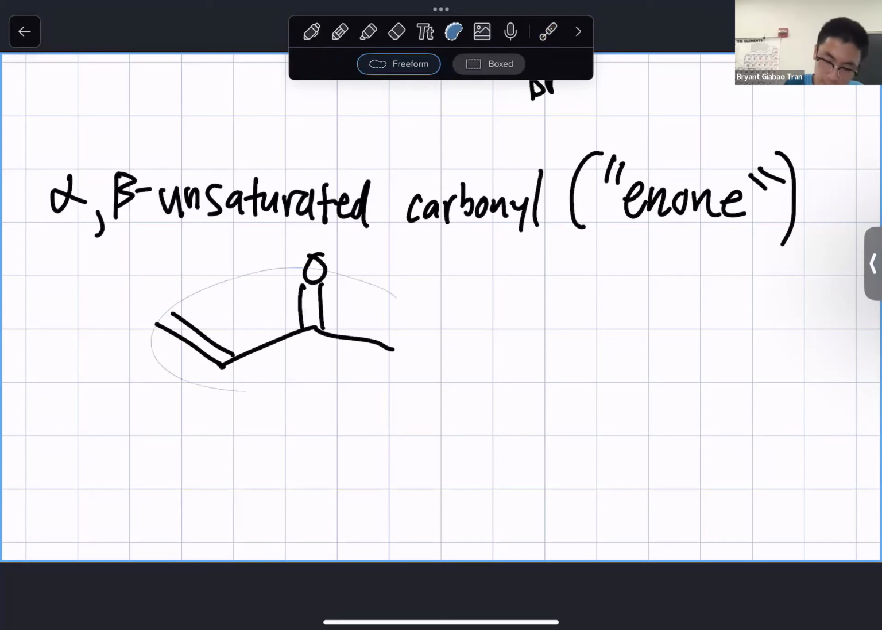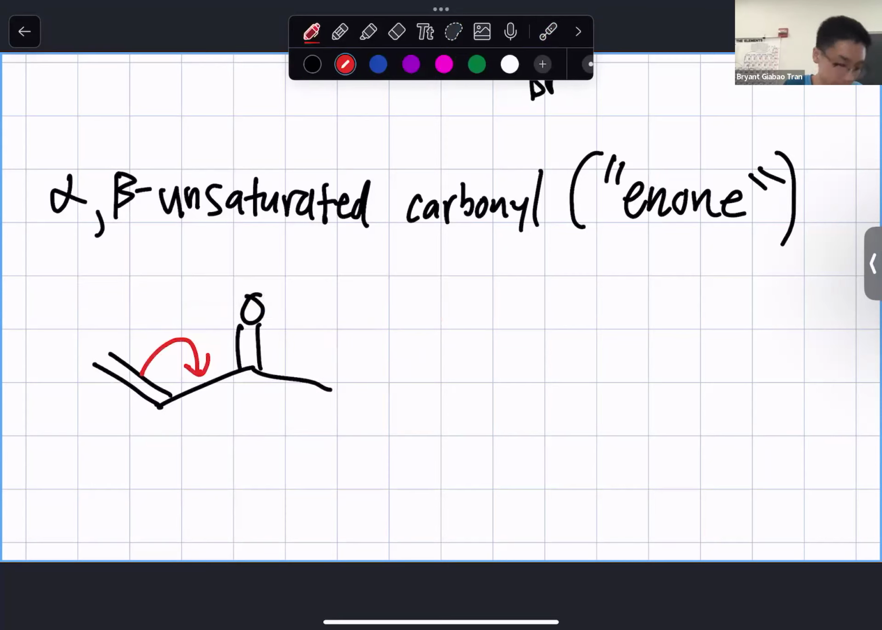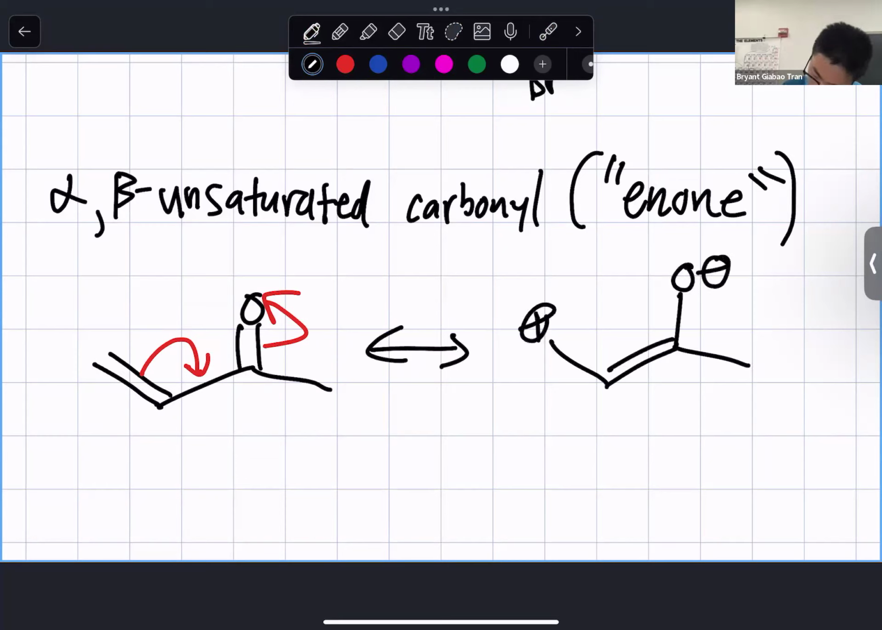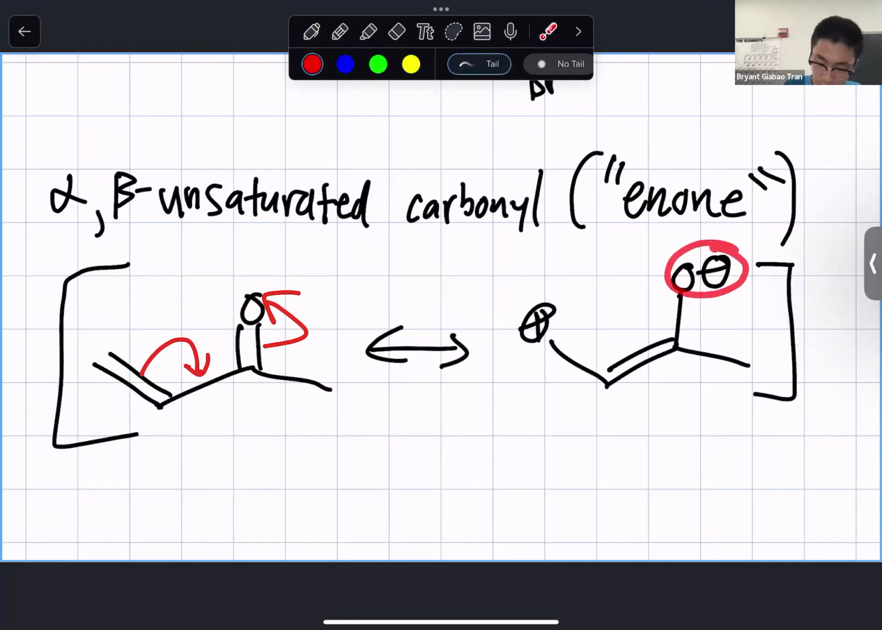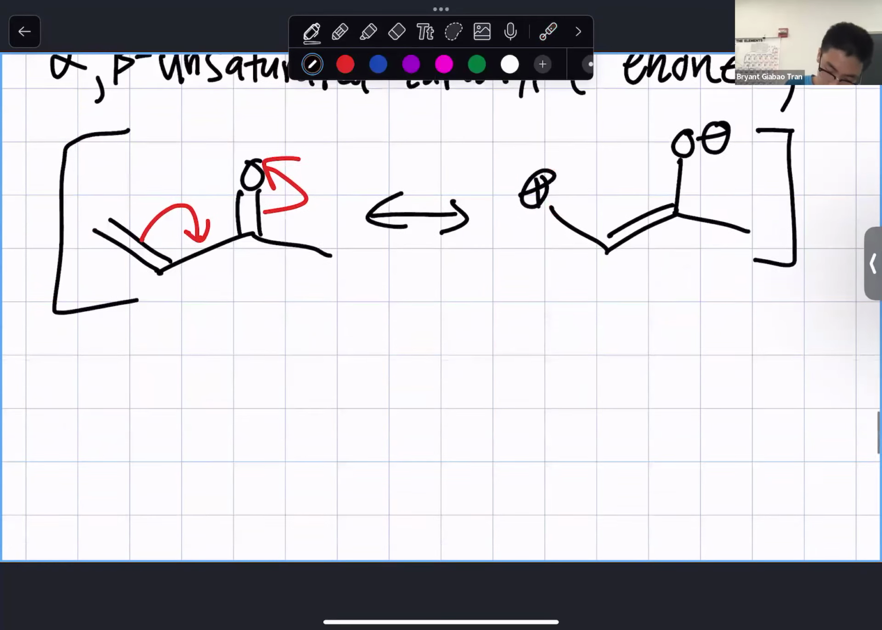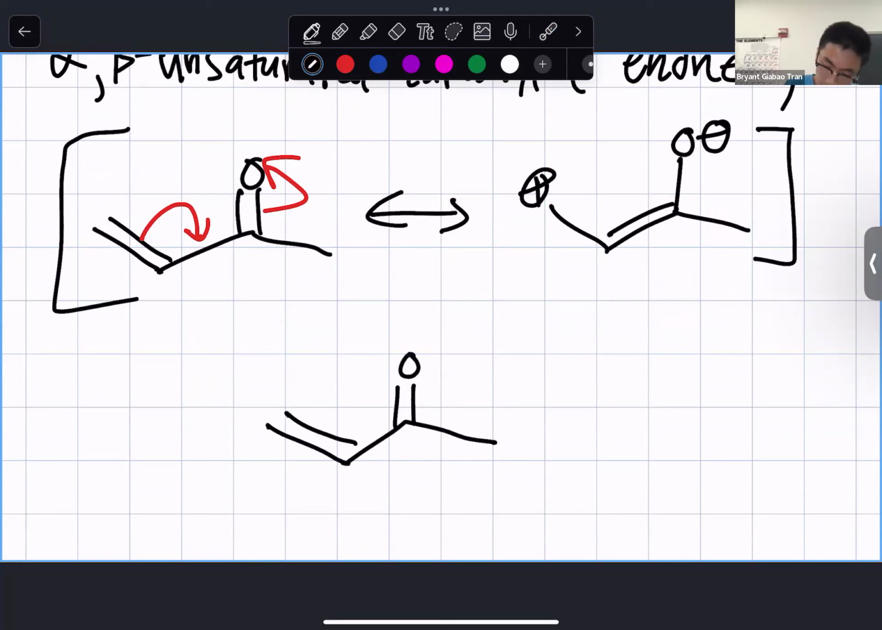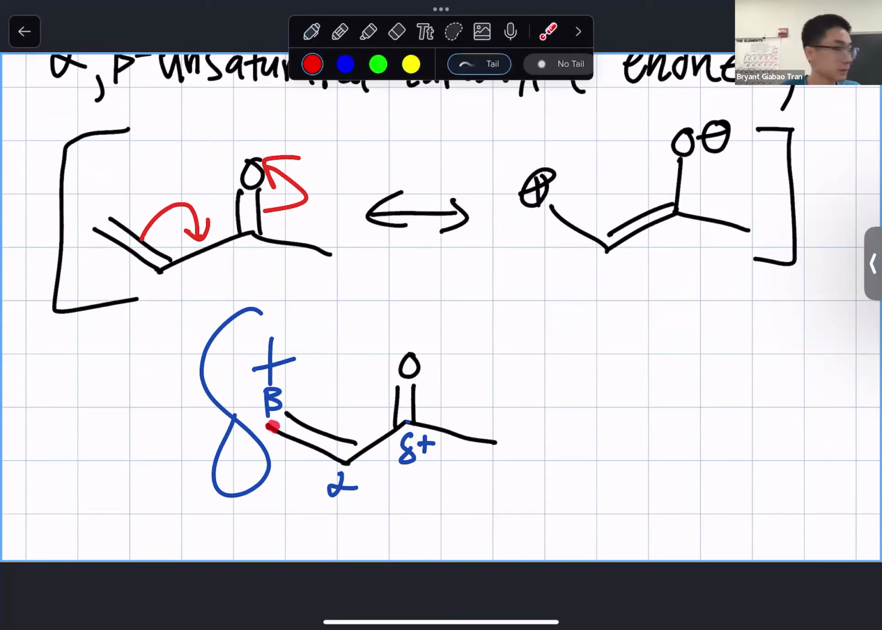Let's draw the resonance structure of this enone. We're going to shift the double bond to make a double bond there and pop the double bond of the carbonyl onto the oxygen to get this resonance structure here. The oxygen gains a negative charge because it gained a pair of electrons, and this beta carbon gains a positive charge because it lost a bond, right? So we see that even though there is a partial positive charge on this carbonyl carbon, there is a bigger partial positive charge on this beta carbon. That makes this beta carbon the electrophilic carbon for most reactions, for reactions with soft nucleophiles.